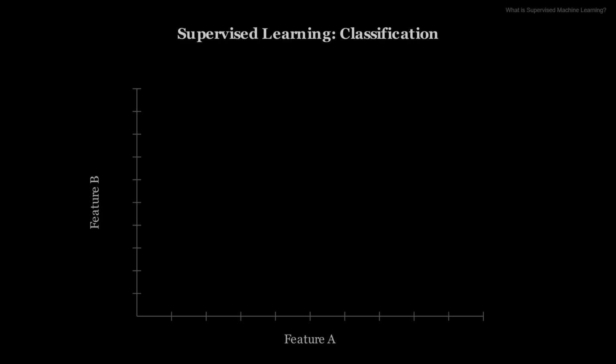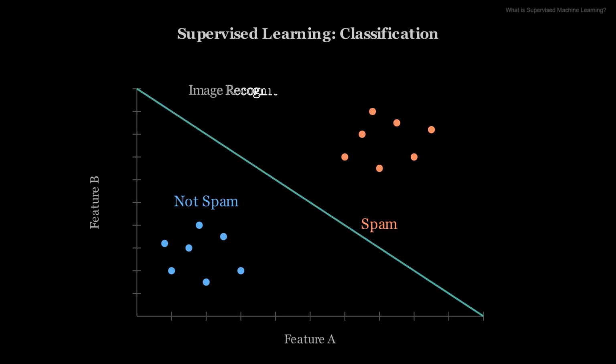The second main category of supervised learning is classification. Unlike regression, classification models predict discrete, categorical labels. This means the output is one of a predefined set of categories. A classic example is spam detection. An email is either spam or not spam. Other uses include image recognition, classifying an image as a dog or cat, or medical diagnosis, identifying if a tumor is benign or malignant. The model learns to draw boundaries that separate data points into their respective classes.